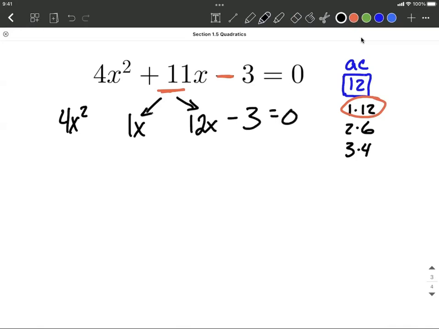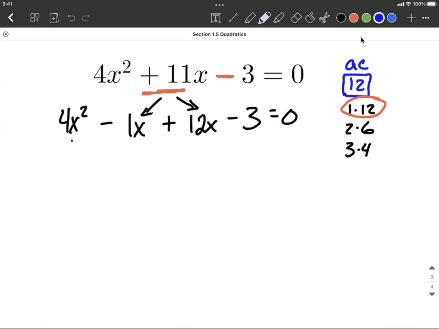From here we're going to be careful that those are now like terms that I've split apart. If I combine them back together, I want to get back to this positive 11x. All right, so in order to make that happen, it's got to be a positive 12 and a -1. 12x's minus 1x gets us back to 11x's. Okay, from here we've rewritten it strategically with 4 terms.